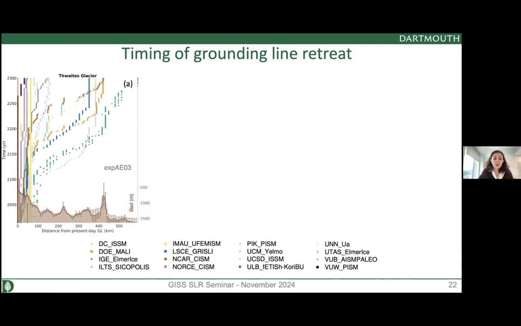What do we see here? First, we see that the initial position varies between the models. That's something we talked about already. And we see that about half of the models have their grounding line position stay within maybe 60 kilometers from the present day grounding line, in this first half here. And then we have the other half of the models that has a large retreat, going 300-400 kilometers from the present day grounding line position.